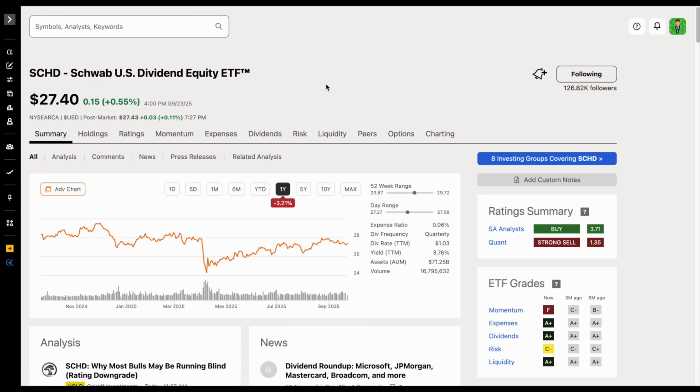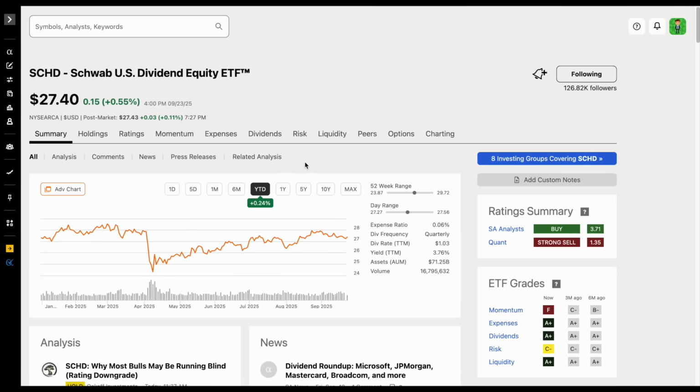Now, when we look at SCHD, we can see it's certainly been an underperformer, at least on a price return basis over the last year. Year to date, it's pretty flat if you don't include the dividend payments. And this is one of the reasons some people have been somewhat frustrated with SCHD over the last year, especially during the midst of a bull run.